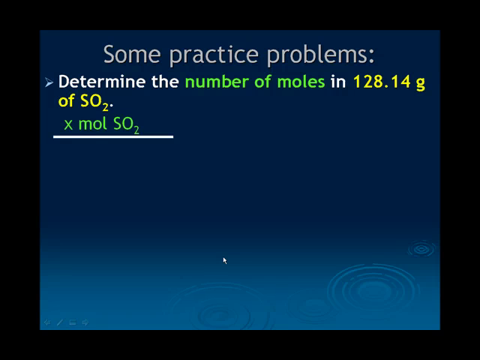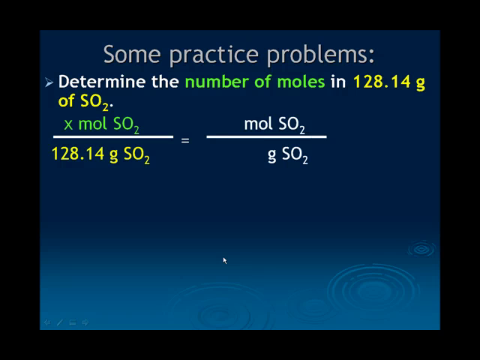So you take what you're looking for, call it X. We are looking for number of moles, X moles. Underneath it, we put what we're given, 128.14 grams of sulfur dioxide. Now remember, when we're setting up our ratio on the other side, these units go right there, these units go right there. That's how you figure out how to set things up.